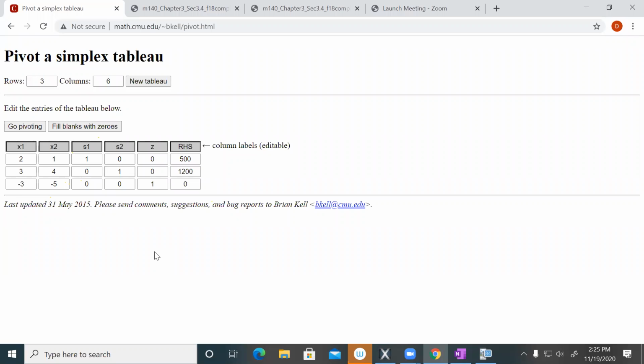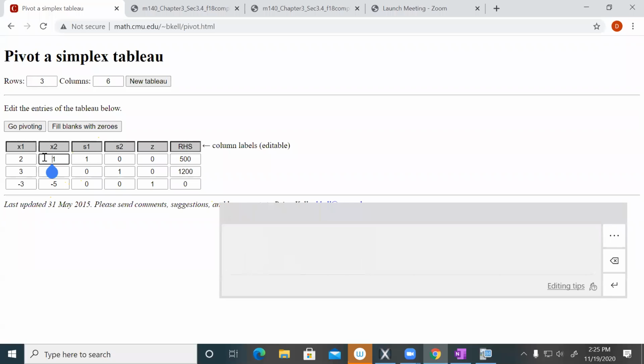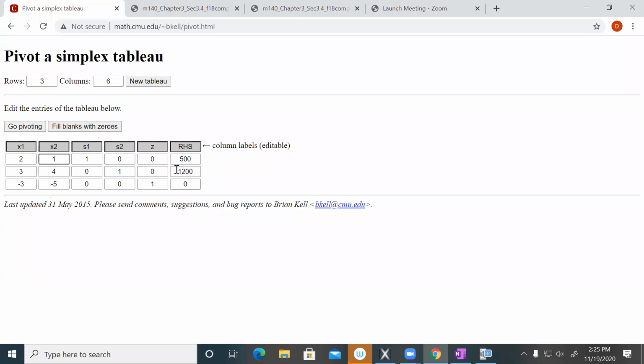All right, for the smallest fraction, I did 500 divided by 1, that's 500, and 1200 divided by 4, that's 300. So that one is smaller, and that's my pivot row. The intersection of the row and the column is that number 4 right there, so that's where I'm going to pivot. I have that number 4 selected, see how it's darkened? And then I hit go pivot.